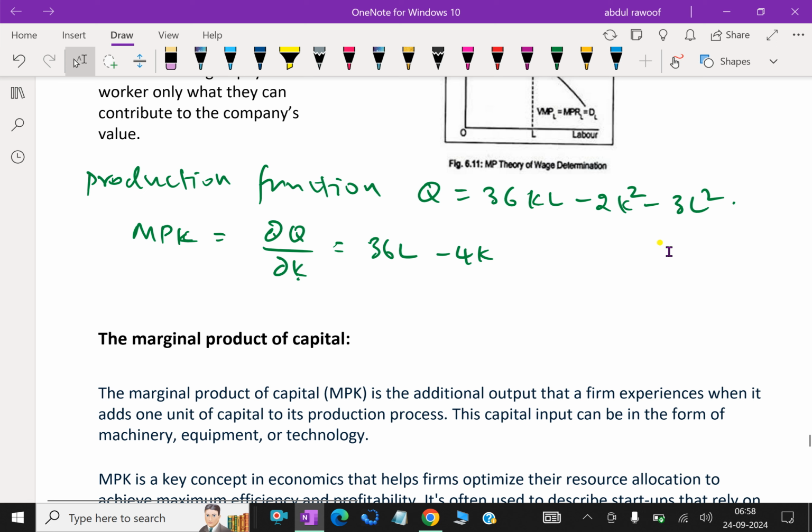Similarly, the marginal product of labor, MPL, equals partial derivative of Q over partial derivative of L. That means the partial derivative with respect to L. It is 36K, and 2K square is constant so its derivative is 0, minus 6L.